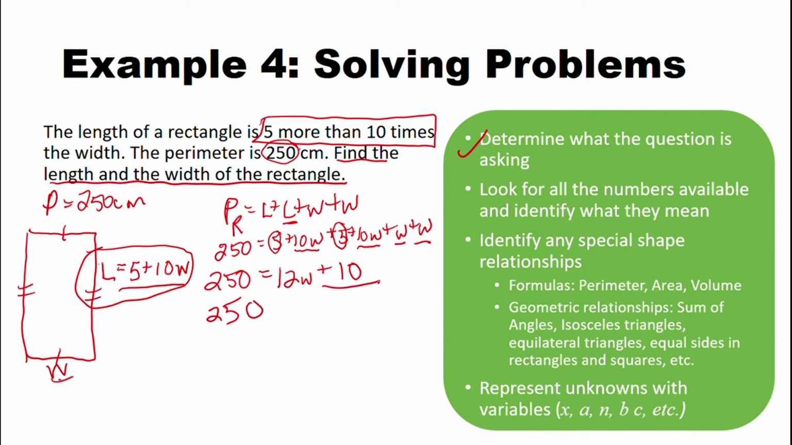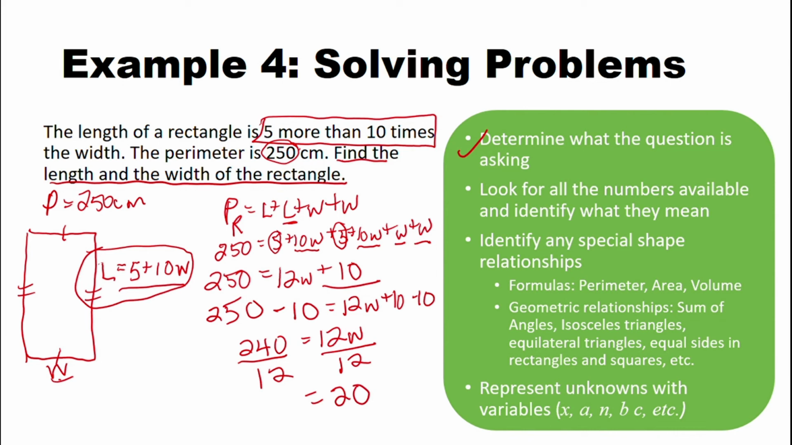Actually, do I need to? No, I'm going to take 10 off both sides. So I'm going to take off 10. That's equal to 12W plus 10 minus 10. So now I have 240 is equal to 12W. And I'm just going to divide both sides by 12, and see what my answer is with my calculator. 240 divided by 12 is equal to 20.